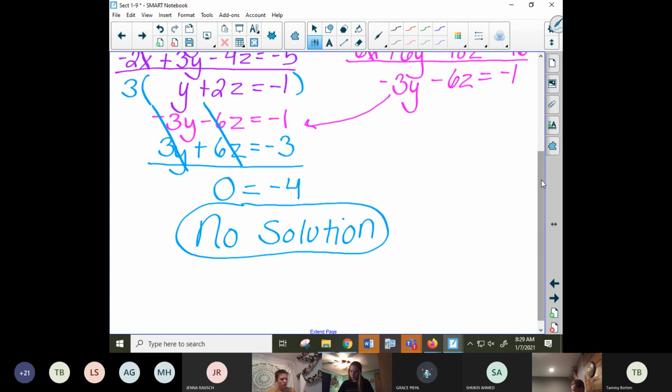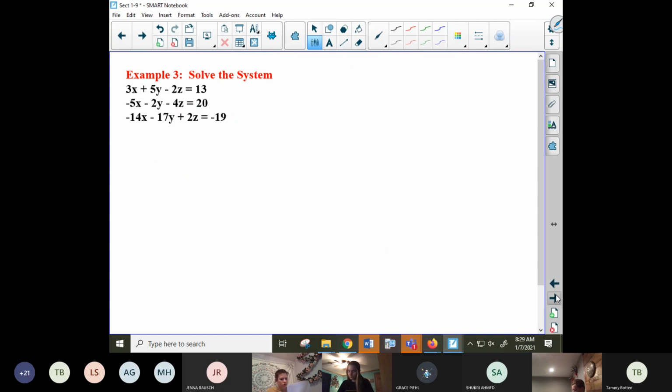All right, so let's go to this one. Again, I'm going to call one of them 1, one of them 2, one of them 3. If I look, notice like in equation 3, I kind of have yucky numbers in front of my x and y, whereas in all 3 of them, the numbers in front of my z's are small. So I'm going to try to eliminate my z's. So I'm going to first pick 1 and 2, and I'm going to eliminate my z's.